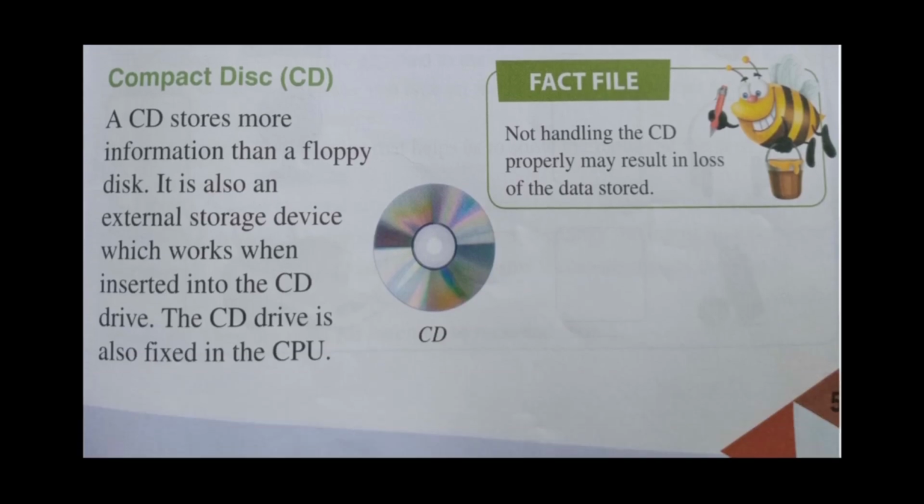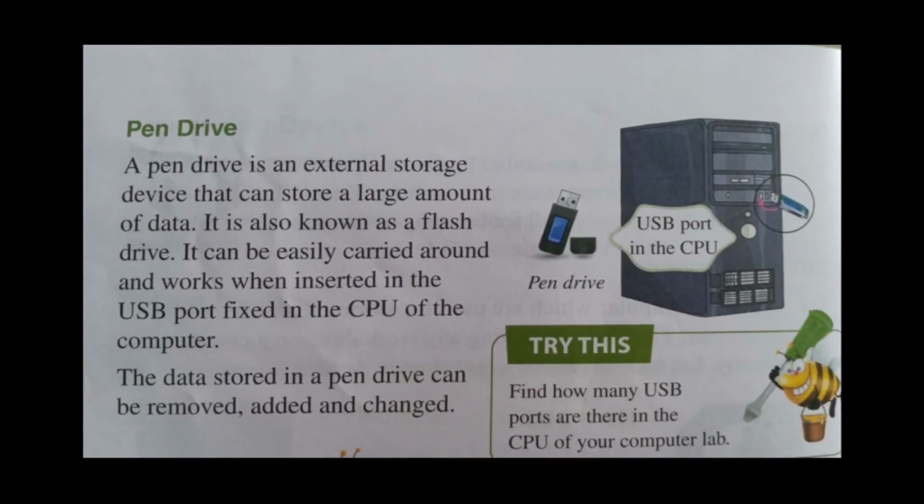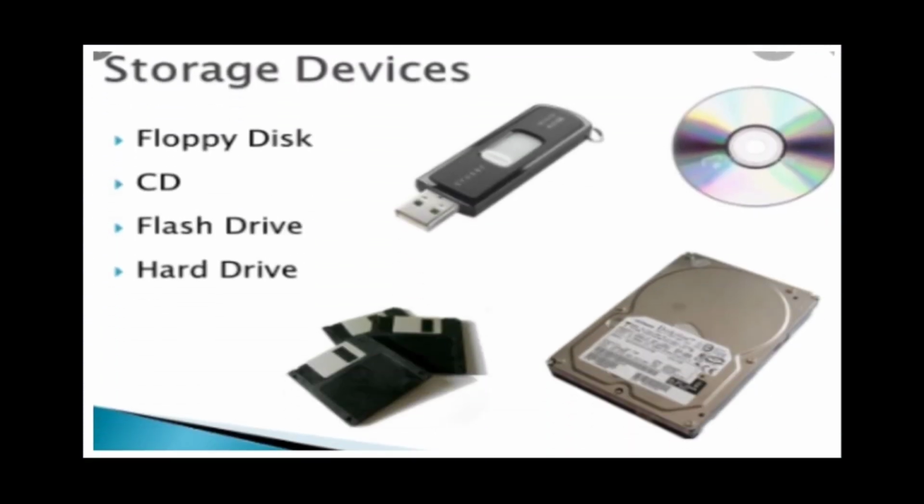These are all the storage devices: CD, pen drive, floppy disk. CD's full form is compact disk. Now flash drive: flash drive means pen drive, we can say jump drive also. Pen drive can also be called flash drive or jump drive. Then hard drive means hard disk. We have already discussed that.